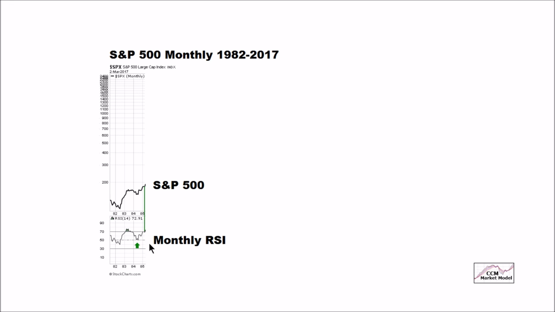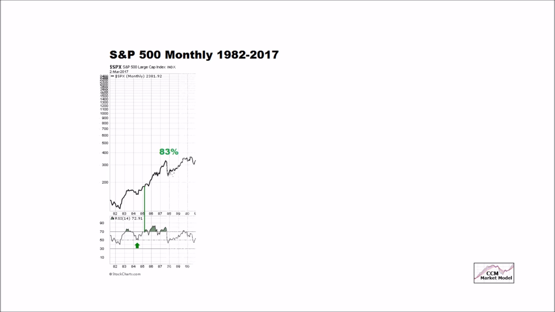As we covered in that weekly analysis, quote-unquote overbought isn't necessarily bad, and in this case, after RSI on the monthly chart held above 50 and quickly moved back above 70, after that, the S&P 500 rallied roughly 83% over a very long period of time. These two instances are a little bit different.